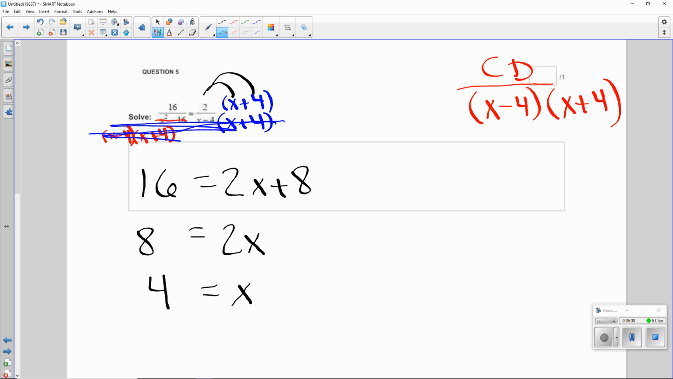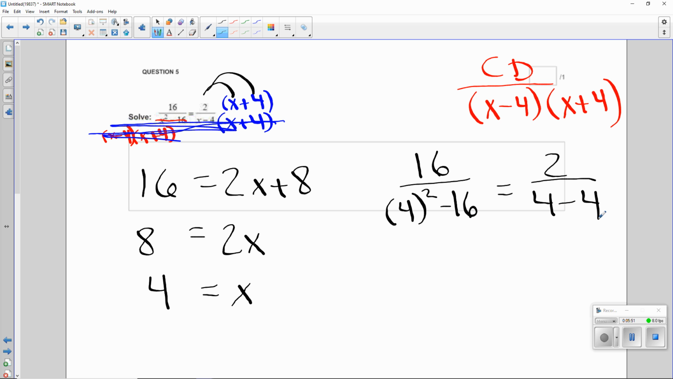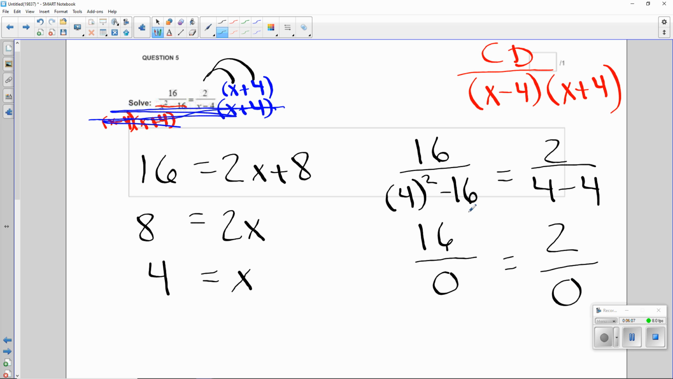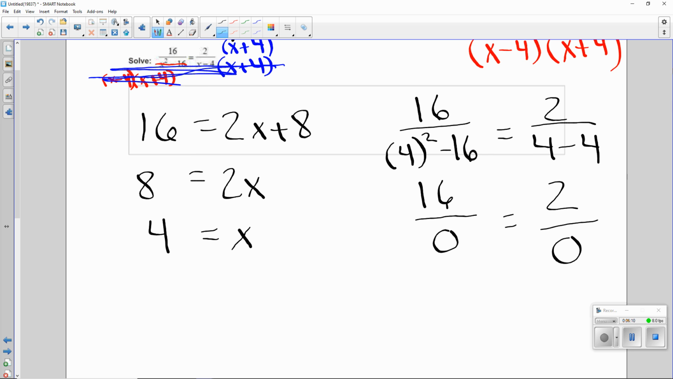When we check this answer, though, we see it pretty quickly. When we take 4 and we plug it in for x, we talked about this in section 1, 4 is actually a restriction for this problem, because we end up with 16 over 0 equals 2 over 0, and you cannot divide by 0. So 4 is actually a restriction, which means if it's a restriction, it can't be a solution. So this one is no solution.